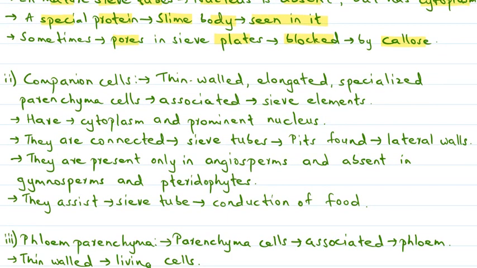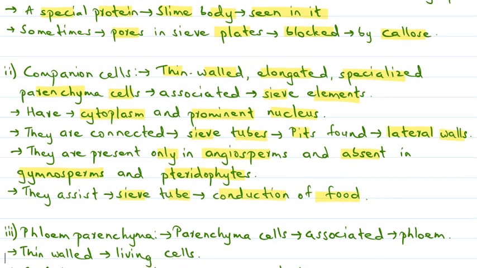Then we talked about the companion cells. Companion cells are thin walled, elongated and specialized parenchyma cells associated with sieve elements. They have cytoplasm and a prominent nucleus, and they are connected to sieve tubes through pits found in the lateral walls. They are present only in angiosperms, but absent in gymnosperms and pteridophytes. They assist the sieve tubes in conduction of the food material.